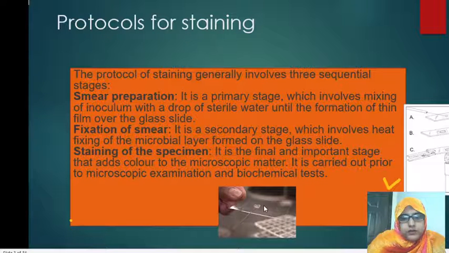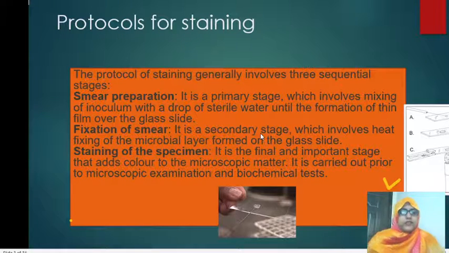Then comes fixation of smear. It is the secondary stage, the second stage after preparing the smear, and it involves heat fixing. We use heat to fix this layer of inoculum on the glass slide. We heat the glass slide having the smear, and then the smear is fixed on the glass slide.